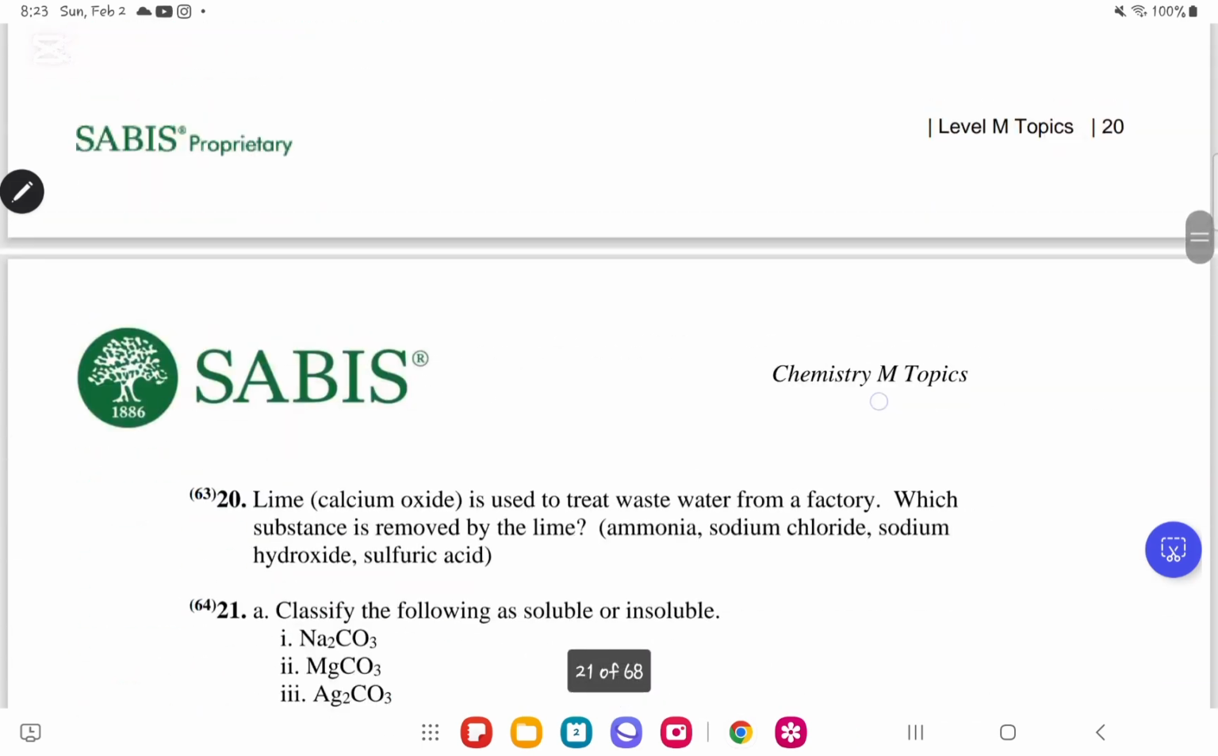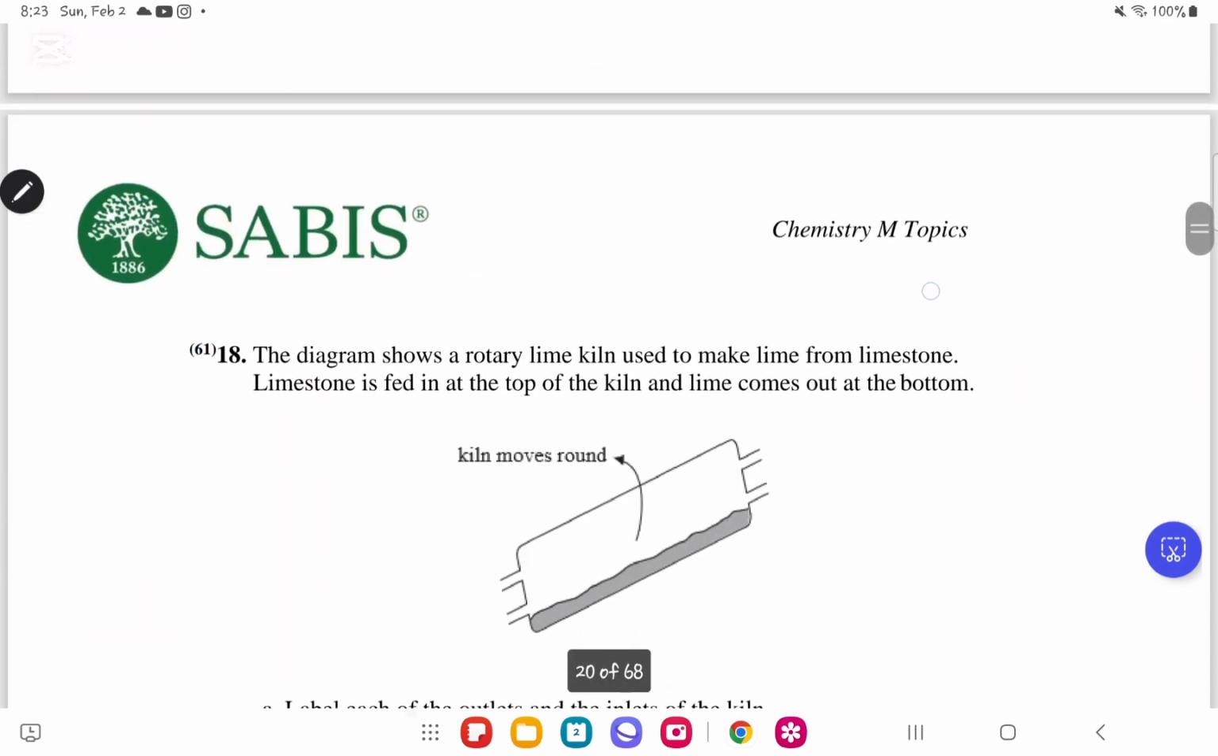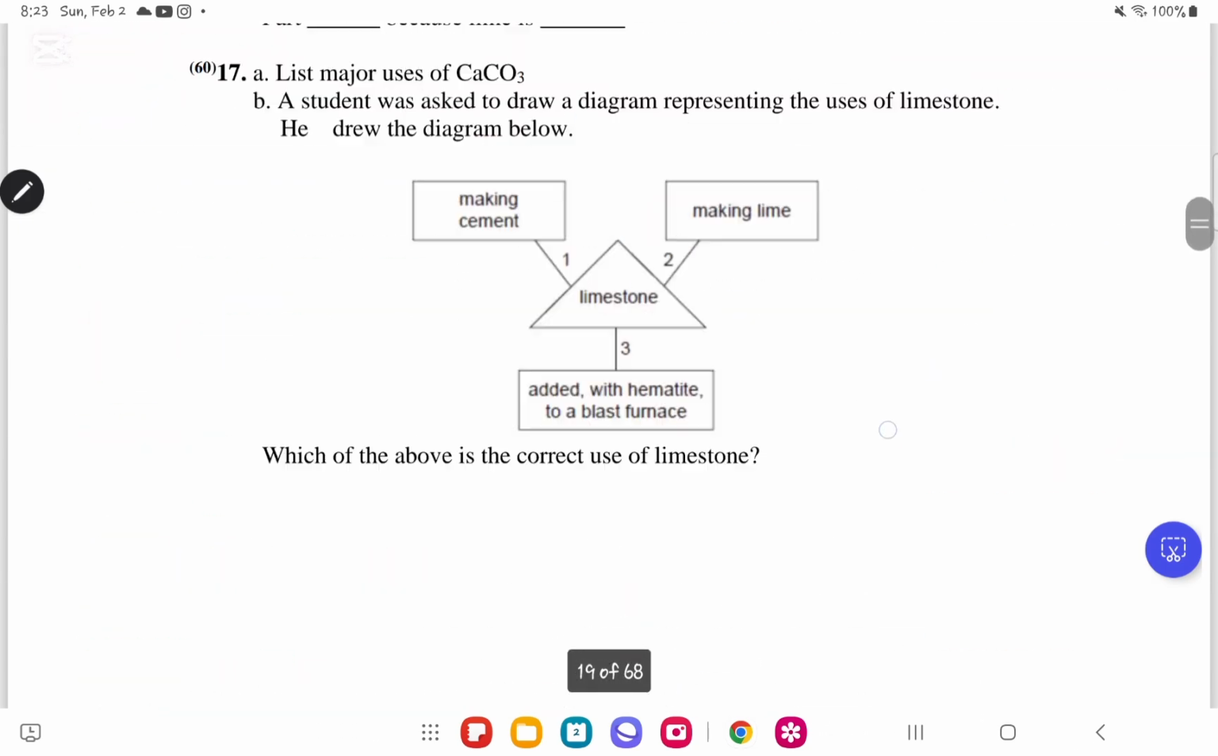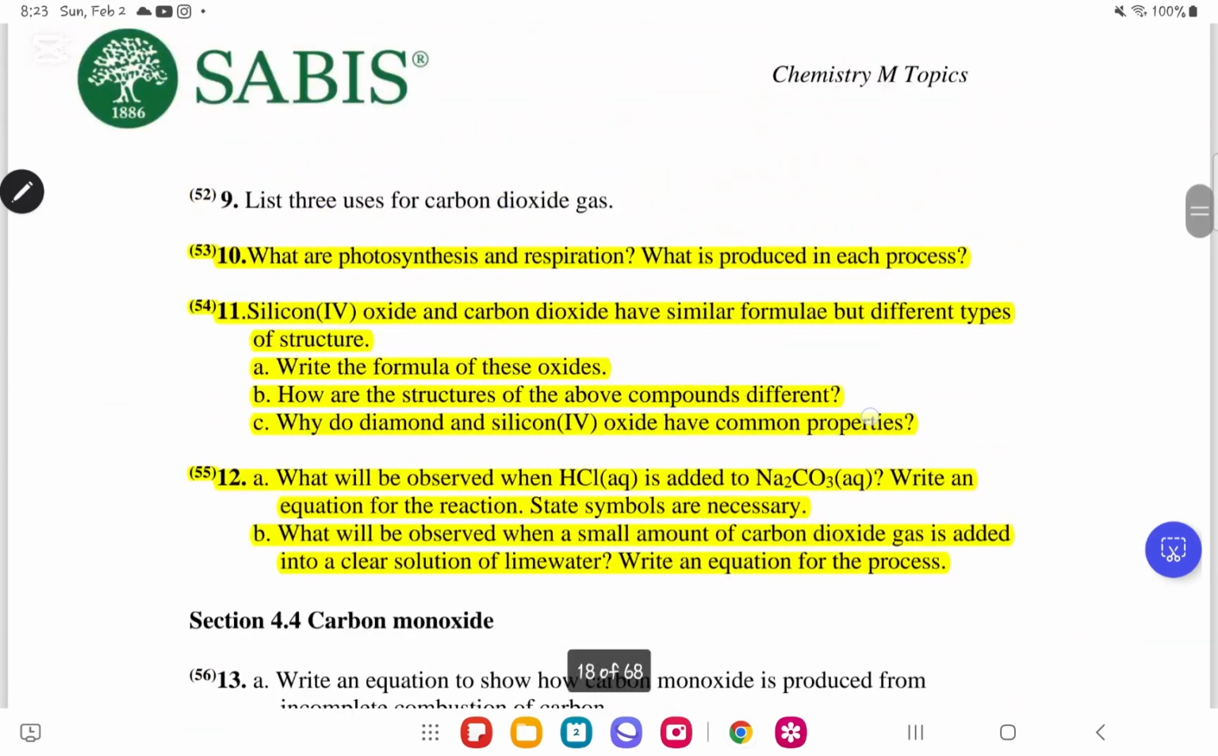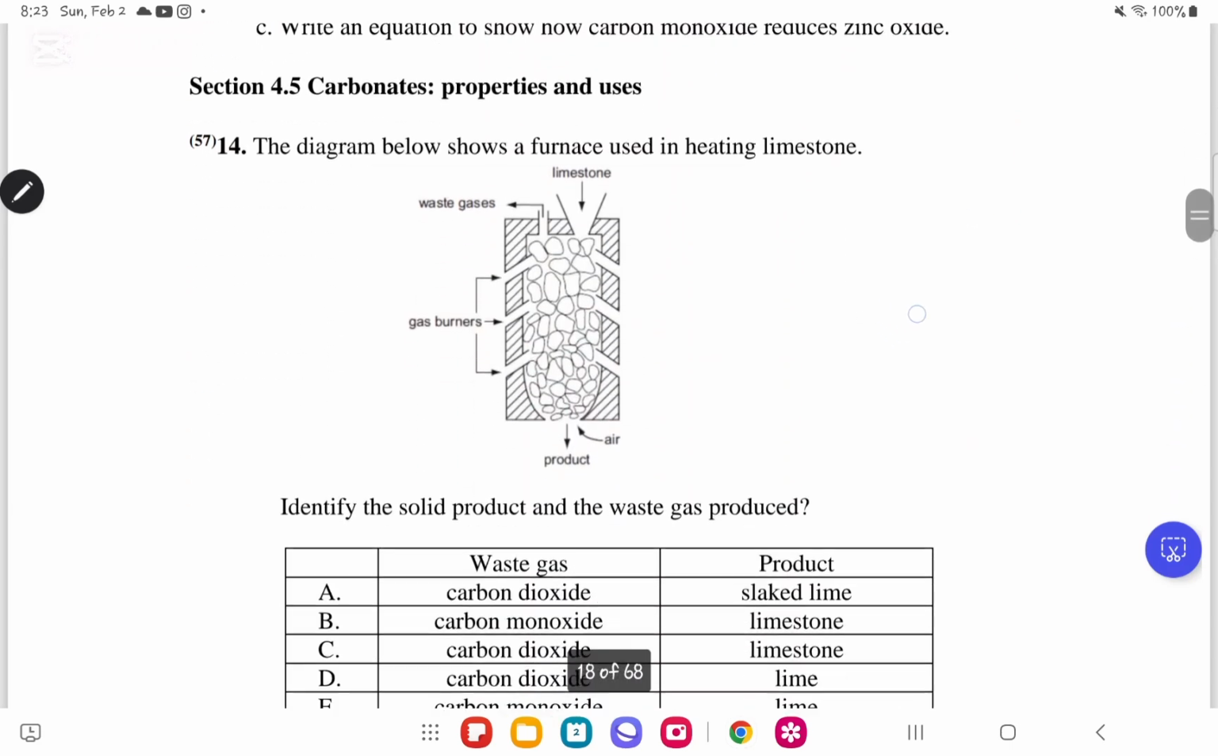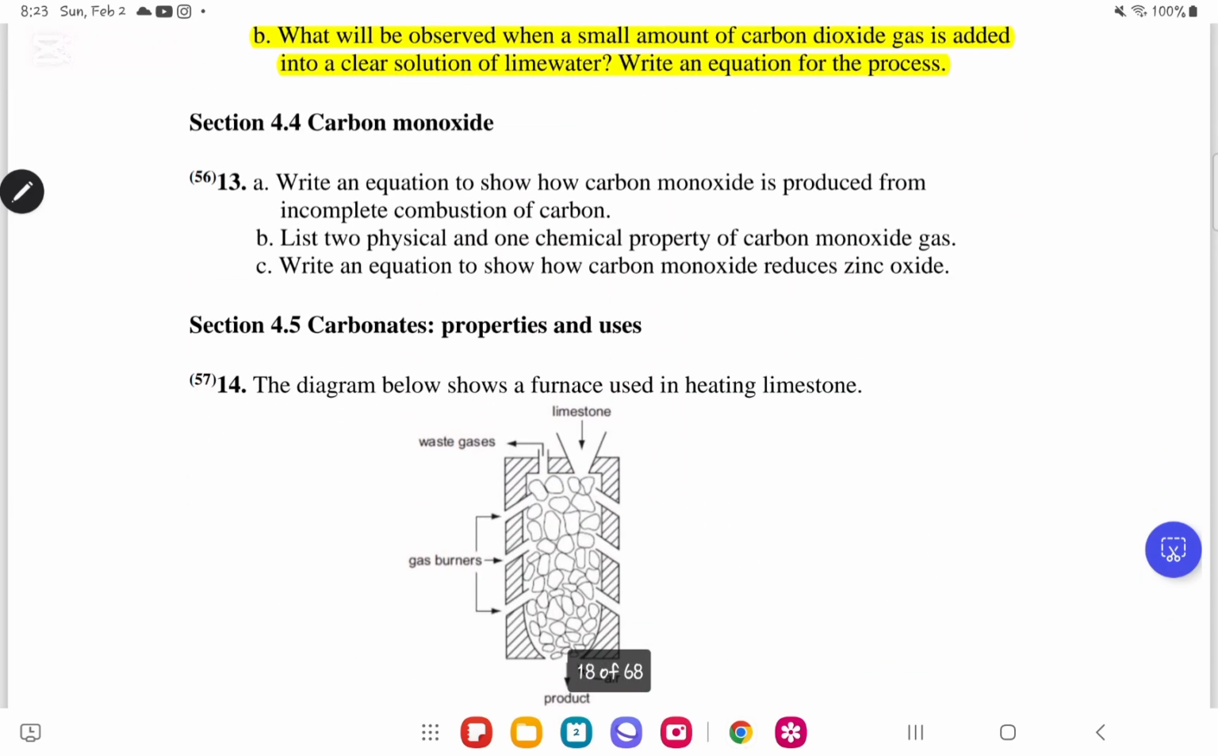So to be honest, I don't know where I am supposed to stop. So I'm gonna do them all because I don't want to miss anything and then it will come in the exam. Okay? So we move on to question number 13.